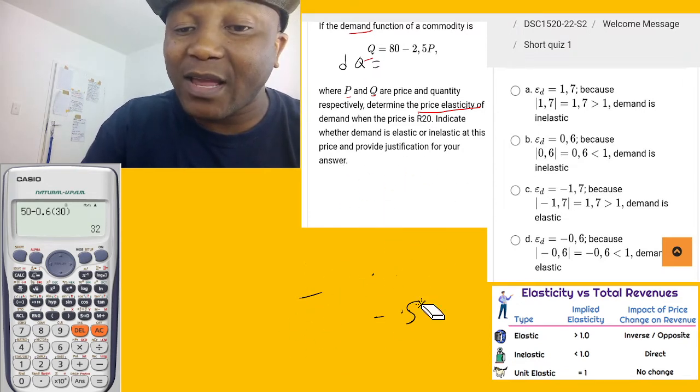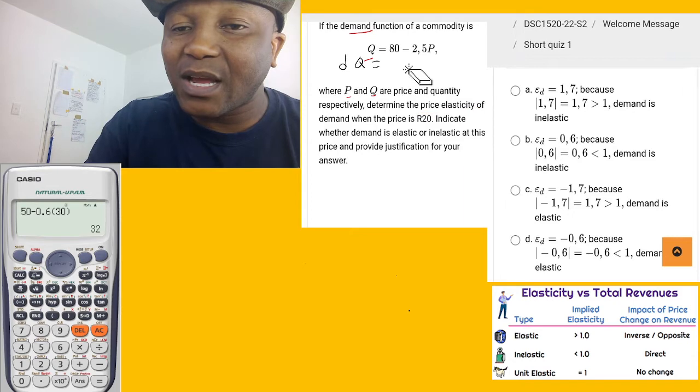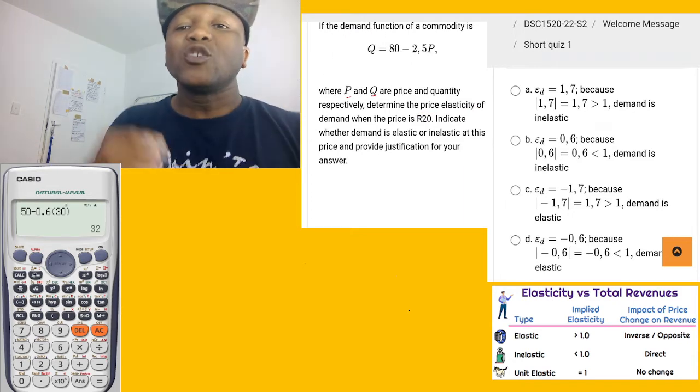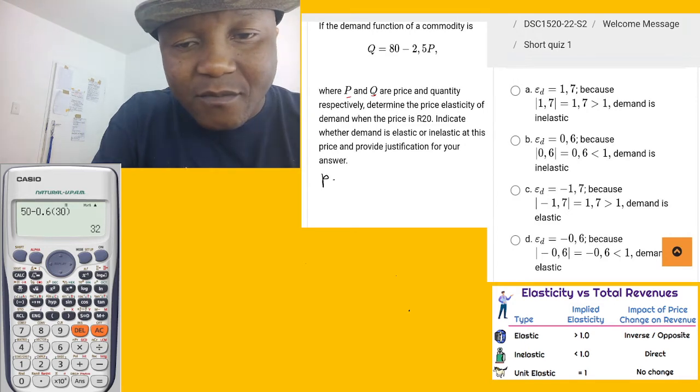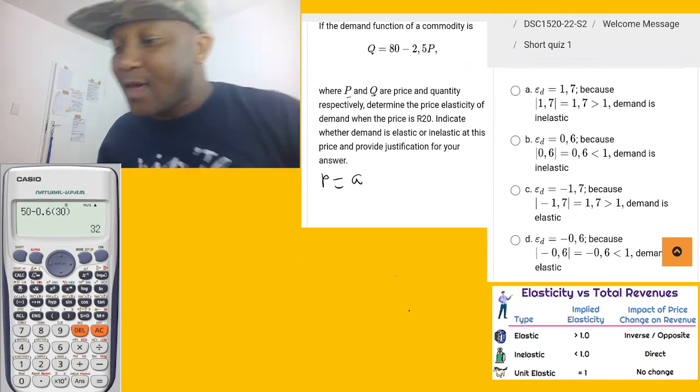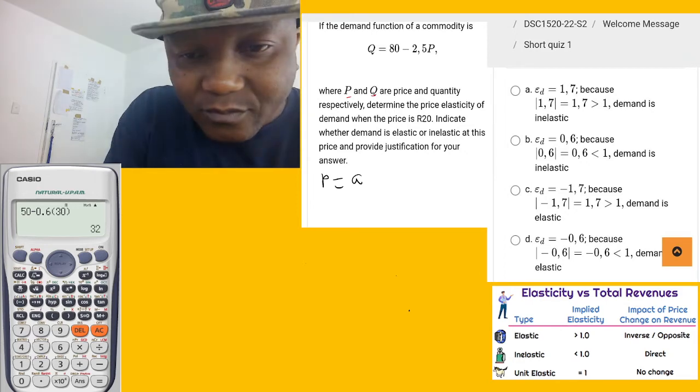So let me start with the one for the beginner and I'll come back to this method. Okay. So the first method, before you go for that method, always say P equal to A minus BQ.